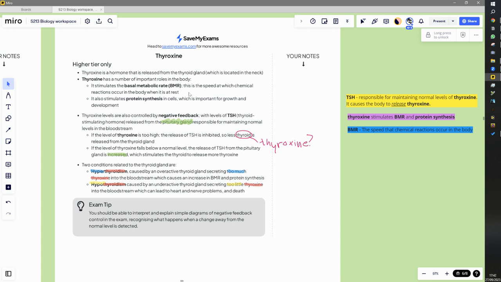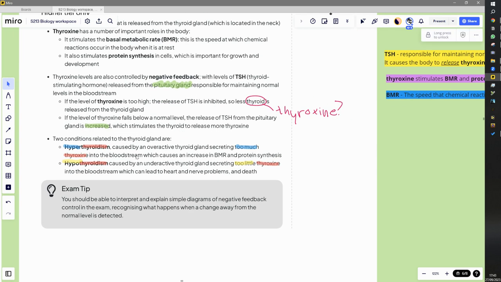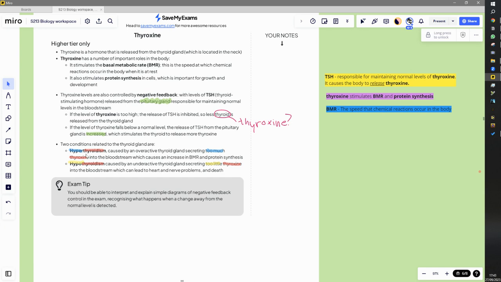And the amount of thyroxine released will be caused by the TSH. Okay, so if there's lots of TSH, or if there's more TSH, more thyroxine will be released, which then in turn causes these two things to happen. So that's basically what it does, and then we just need to know this little bit of terminology using hyper and hypo. So hyper, too much of something; hypo, too little of something.